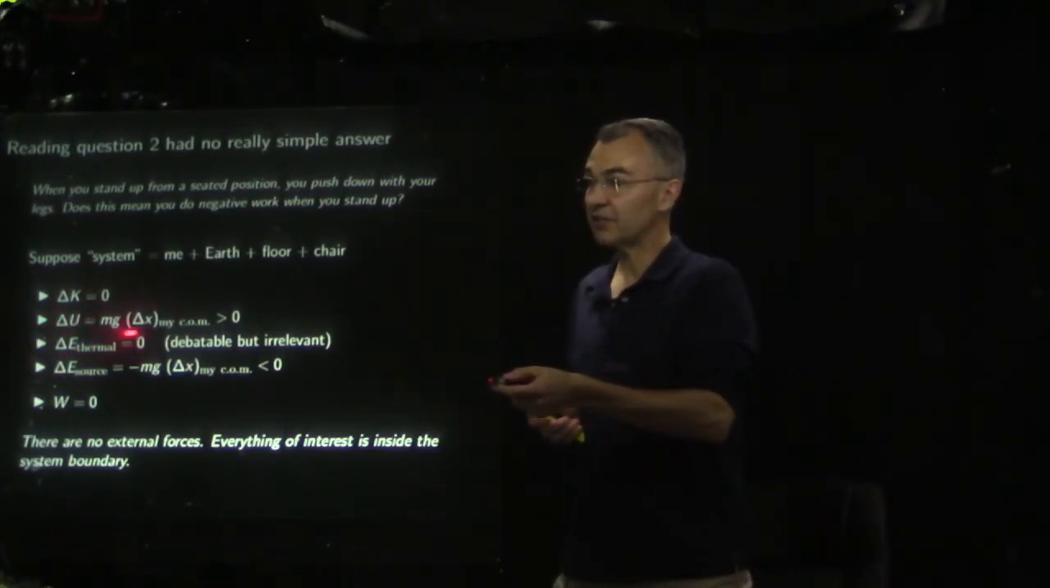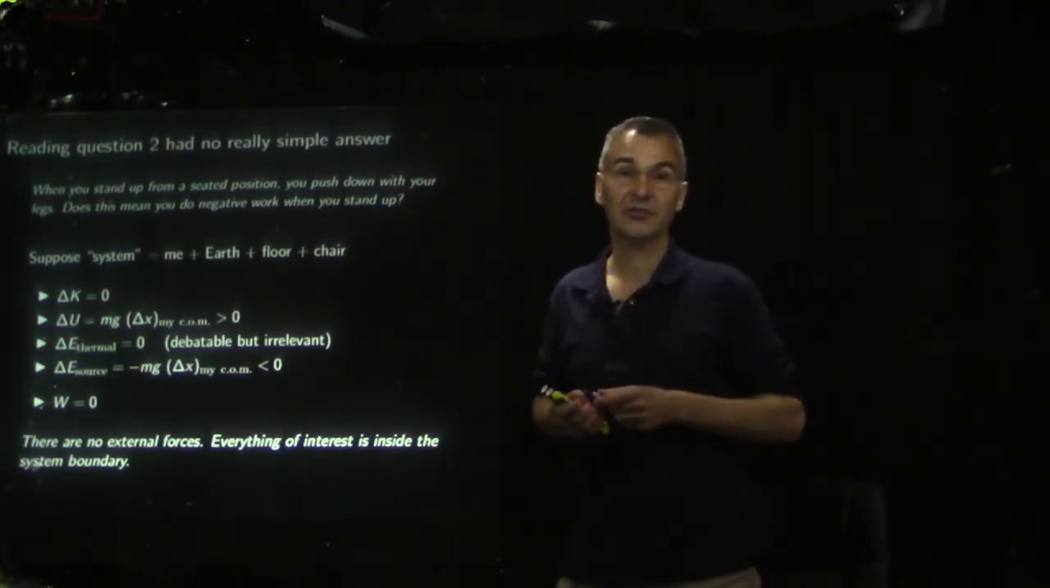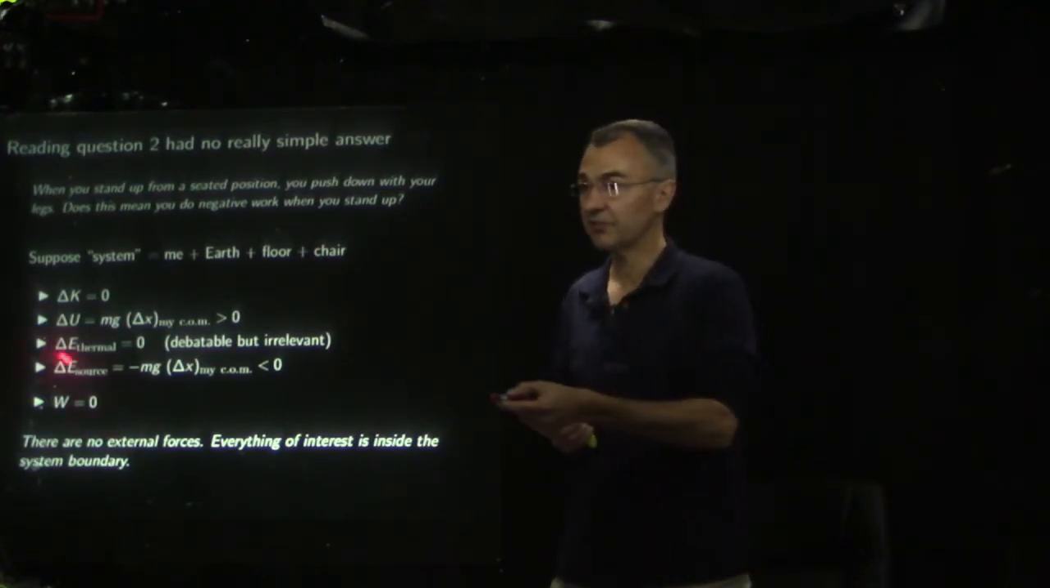Delta gravitational potential energy is m times g times my change in altitude. Okay, so there's some gain in gravitational potential energy. That makes sense. Gravitational potential energy increases.